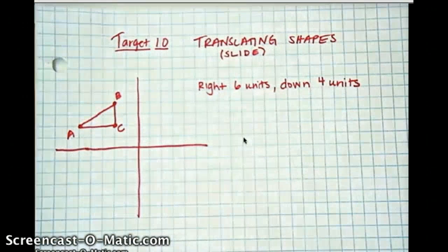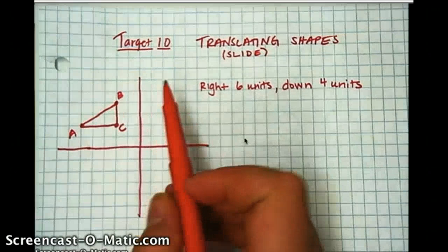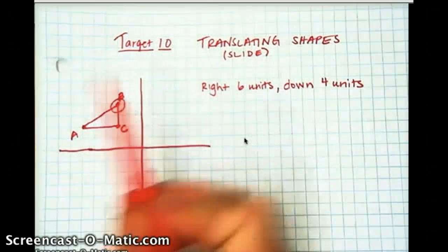Okay, now sometimes it's kind of hard to translate the entire shape. A lot of us have a hard time seeing that. So what I like to teach people to do is just translate it 1 unit at a time, or 1 point at a time. Okay? So if I'm going to take this shape and translate or slide it 6 to the right and then 4 down, I'm just going to do it 1 point at a time. So I'm going to start with point B.